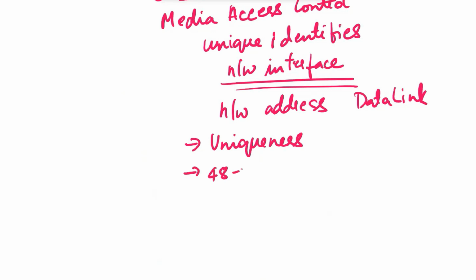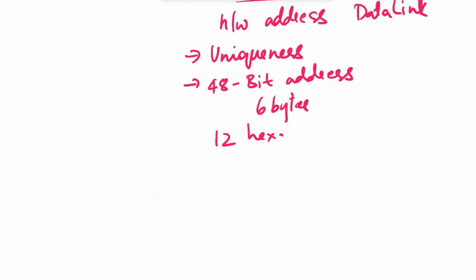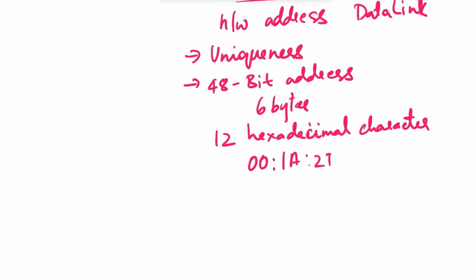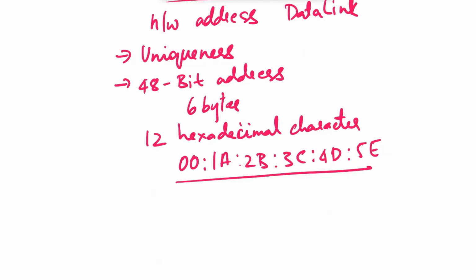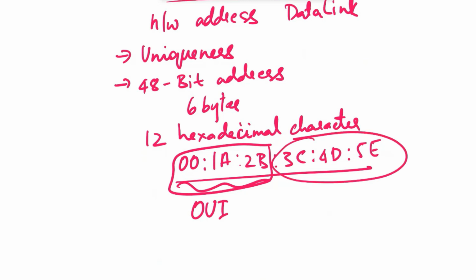Next is the 48-bit address. A standard MAC address is 48 bits, that is 6 bytes in length. This is often represented as 12 hexadecimal characters. For example, it might look like 00:1A:2B:3C:4D:5E. This is an example of a MAC address. The first 3 bytes or 24 bits typically identify the manufacturer, known as the organizationally unique identifier or OUI, and the remaining 24 bits or 3 bytes represent the unique identifier assigned by the manufacturer to that specific network interface.